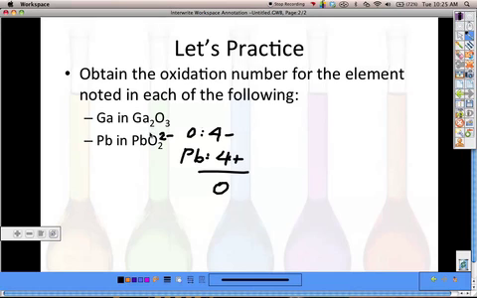So we can take a look. Whenever we have a compound, we need to make sure that the sum is 0. And if we know certain ones, like oxygen, it's not a transition metal, it's one of those nonmetals that we always know, we can figure out what it is.